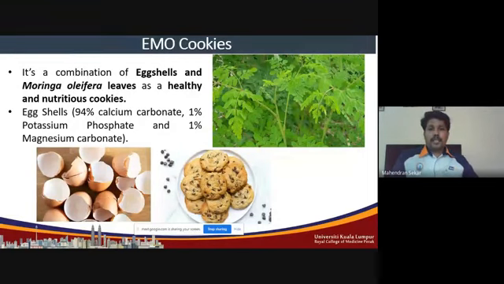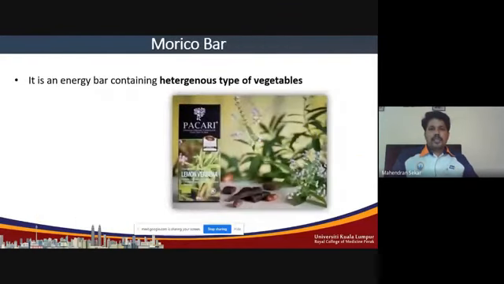I'm not going to tell you about the procedure of how we made it. Based on this information, I think you can get some idea of how you can make a product based on the research that you have conducted earlier. And this also is a chocolate. The chocolate contains some kind of vegetables and herbal materials.